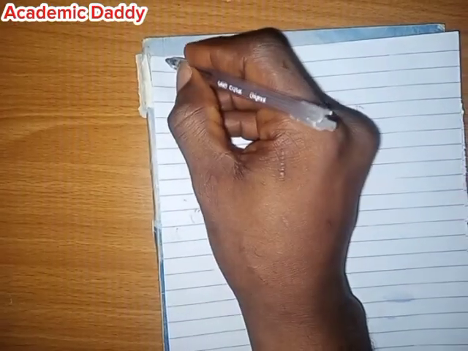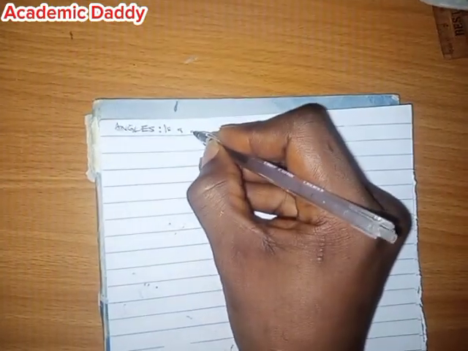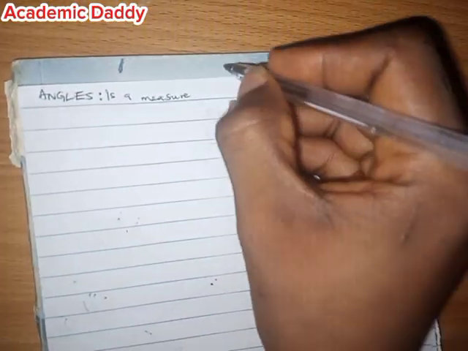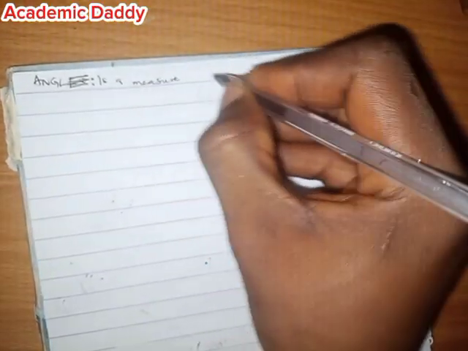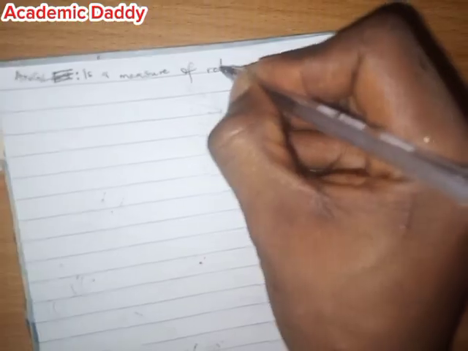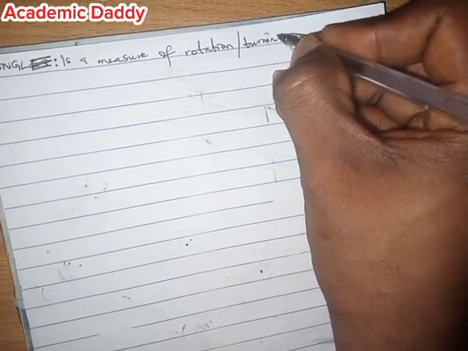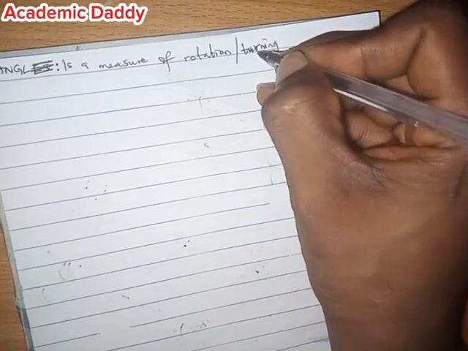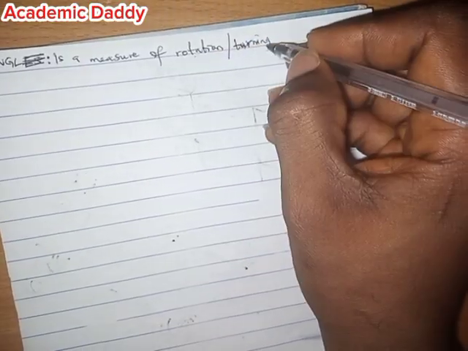So today's class we are doing angles. In our next class, we'll do triangles. So we say that angle is a measure of rotation or turning. So when something turns or when something moves through a circular path, it creates an angle. That is why we say rotation or turning.